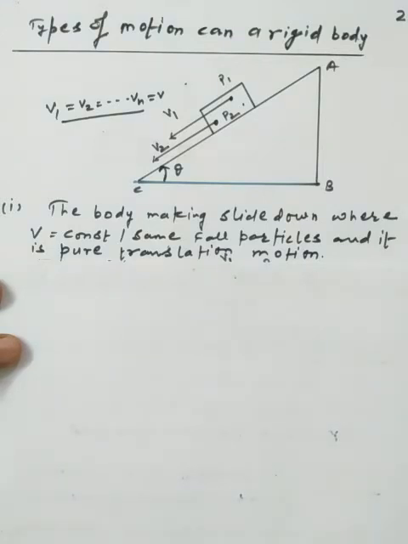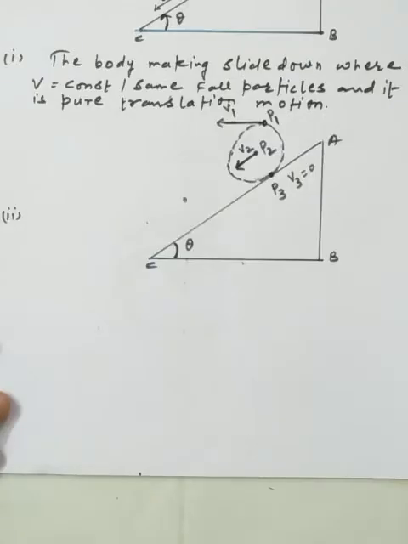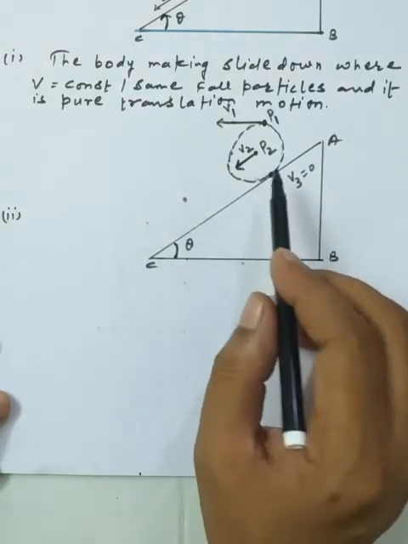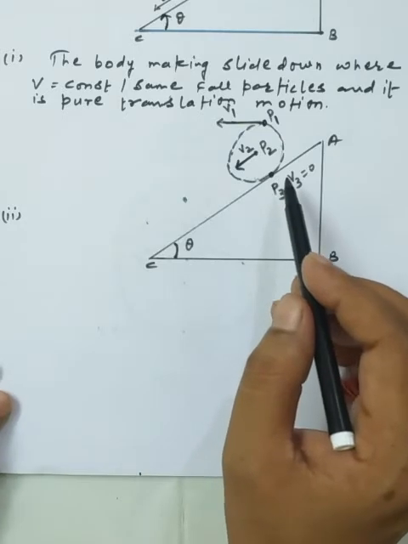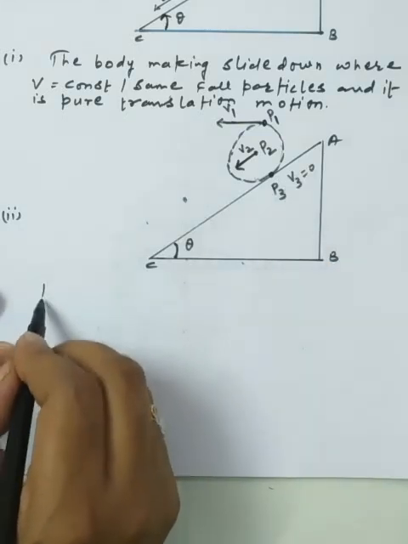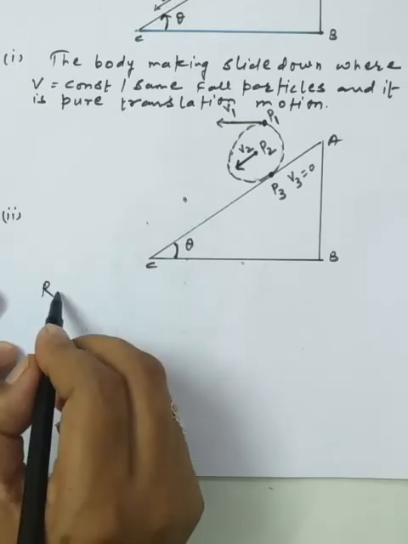It is pure translation motion we have. Now the next motion of a rigid body, that on an inclined plane whenever it is rolling down. So here I am just assuming rolling without slipping. What kind of motion does an object or rigid body have?